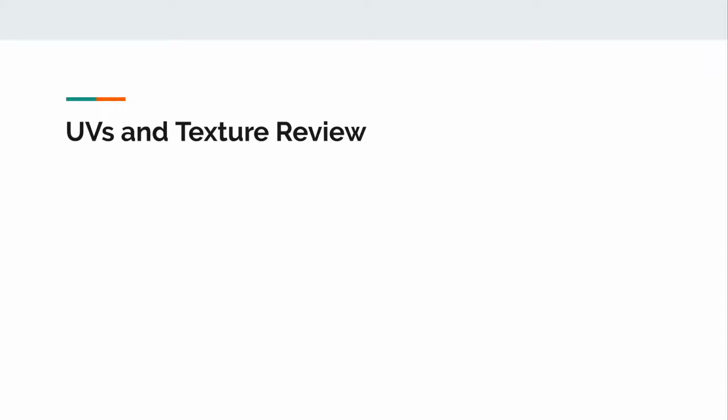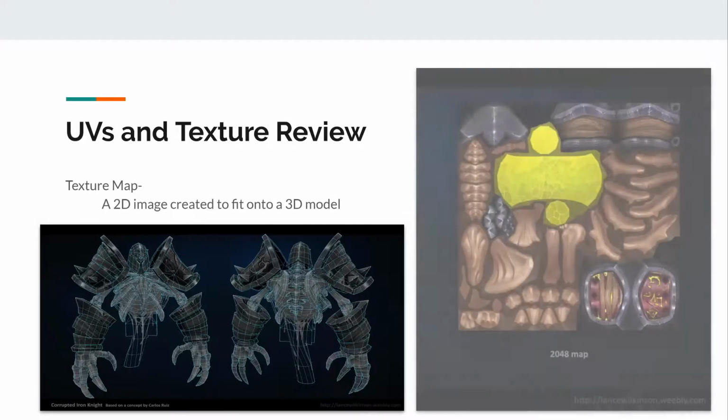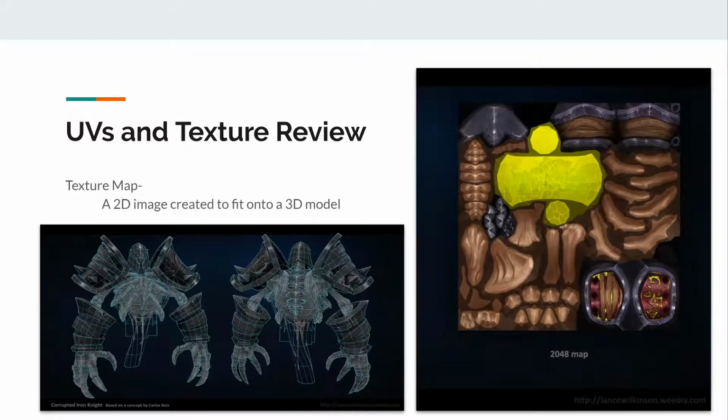So let's do a quick UV and textures review. Again, a texture map is a 2D image created to fit onto a 3D model. Here we have this wireframe of a 3D model, the Corrupted Iron Knight. We saw him earlier. Here we have the texture map. It is a 2048 pixel by 2048 pixel texture map that is going to wrap around that UV'd model, and then this is what it ends up looking like, right?